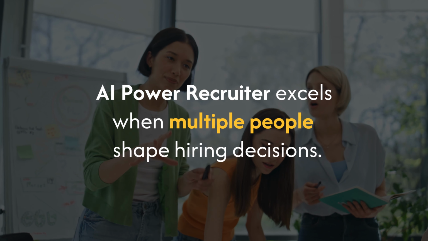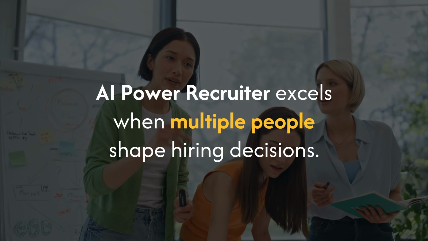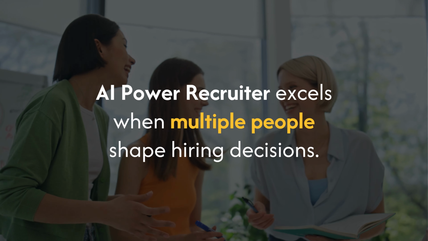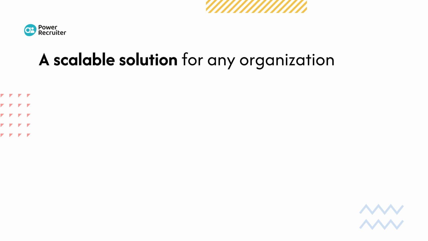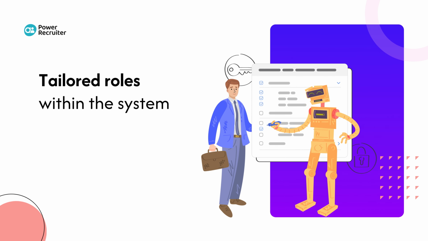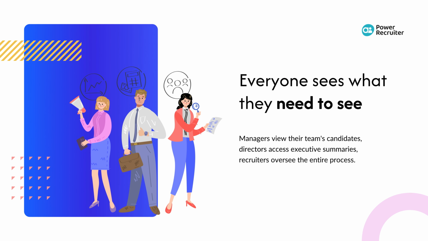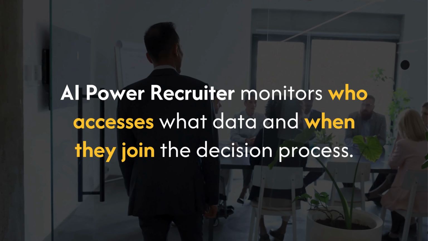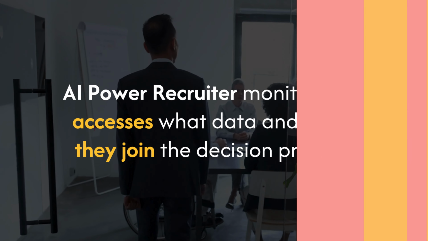Often, however, the decision isn't made by one person. The system works perfectly in complex organizations where many people are involved. Access permissions are fully flexible. It can operate in solo or multi-user modes. In team mode, each participant gets a tailored level of access. Managers see only candidates for their team, directors get shortlist summaries, and lead recruiters have full access. The system automatically controls who sees what and when.